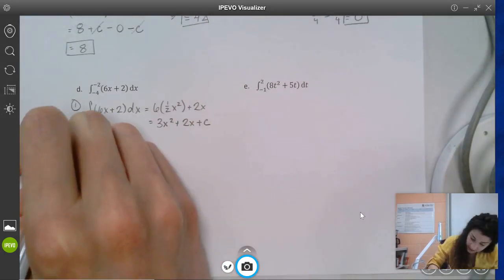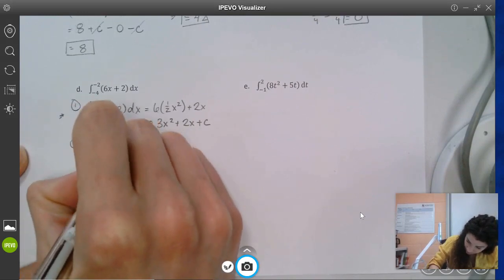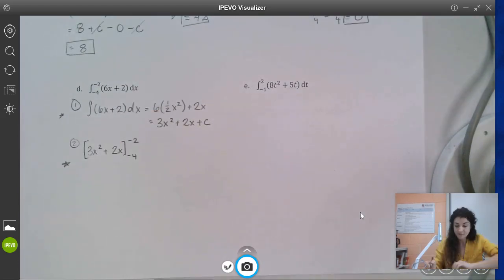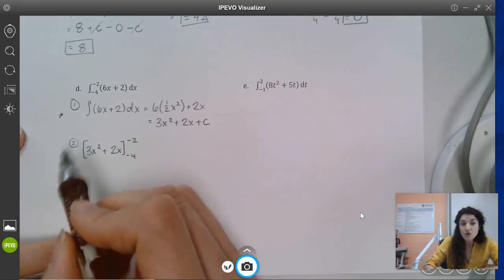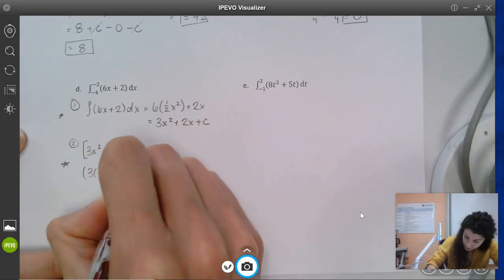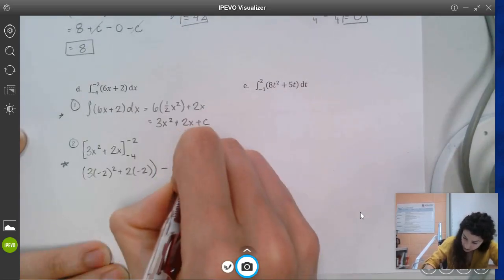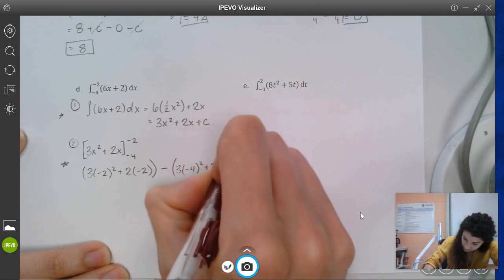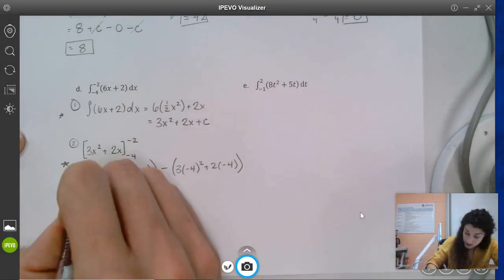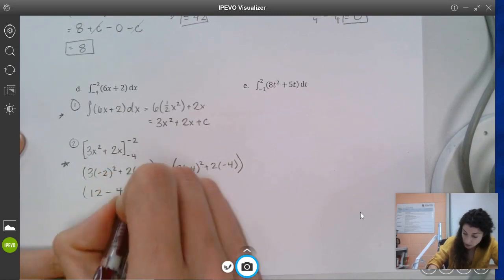Once we're done with that, we then need to evaluate. We're plugging in -2 first. And then subtracting out when we plug in -4. Remember that when we square a negative, it becomes positive. So this would be 3 times +4, which would be 12, minus 4, that would be -4.